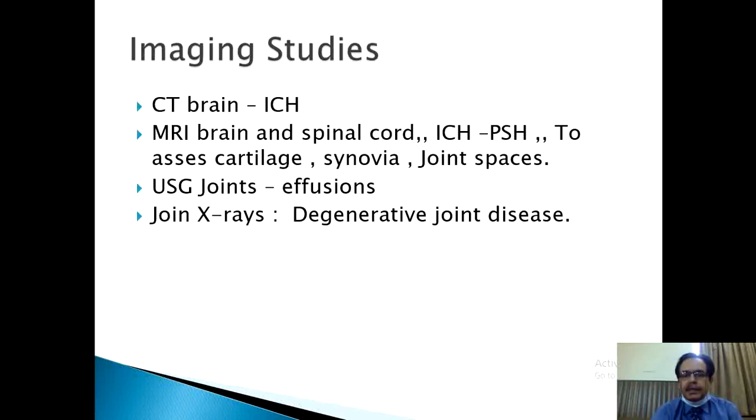Further investigations, imaging studies, include CT brain for ICH or intracerebral hemorrhage, MRI of the brain and spinal cord for intraspinal hemorrhage and paraspinal hemorrhages to assess the cartilages of the vertebrae and bones and joints and synovia of the joint spaces. Then you do ultrasonography of the joints to detect any effusions, and you also do joint x-rays for any degenerative changes, which are late features in the pathogenesis of hemophilia B or Christmas disease.